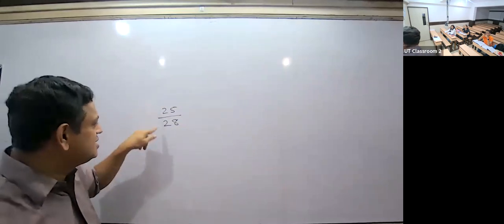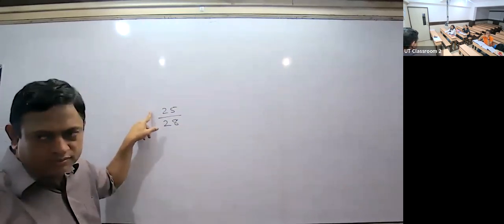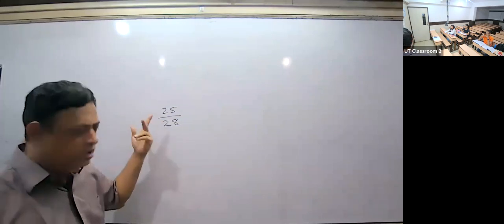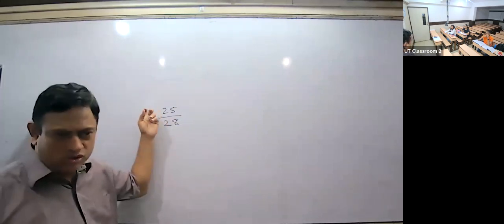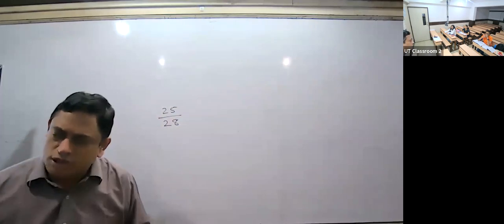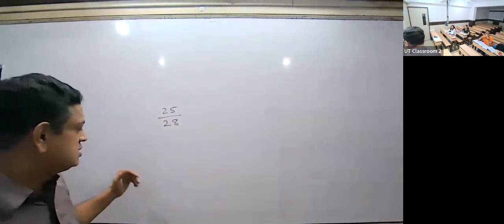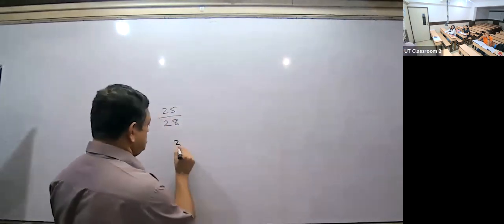First thing, check: is there any common factor between these two? Is cancellation there? No, nothing. That will not go with 5. So that's all. Okay. Next, take the denominator 28.